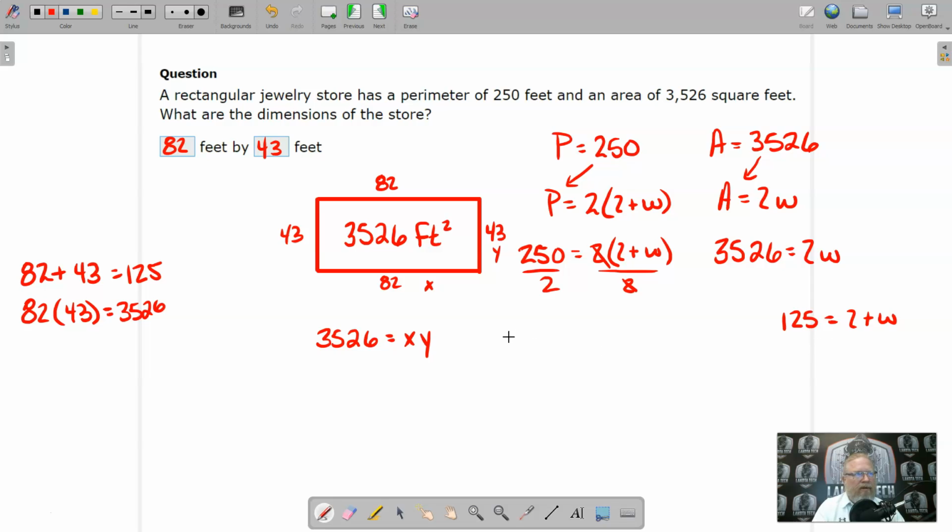Same way as over here, we want x plus y to equal 125. And now I want to solve for y. I do want the y by itself. So what I'm going to do is I'm going to go ahead and divide both sides by x. And whenever I do that, I can go ahead and write this as 3,526 divided by, or over, x, right?